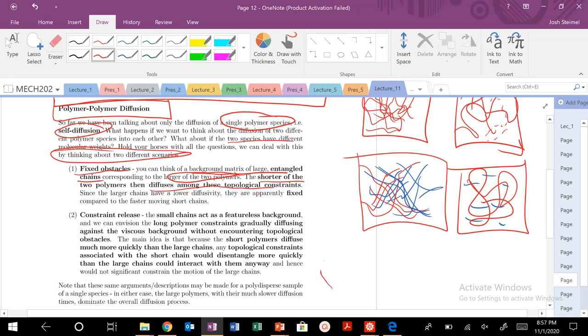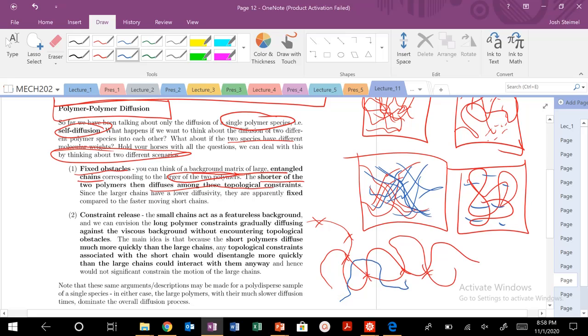So you can imagine I have a large polymer or several large polymers like this. They act as constraints, along here where these entanglements occur. So my shorter polymer is going to have to diffuse among, again, it's a much shorter polymer. So my short polymer is going to have to travel like this. It's going to have to go through these and basically move among these topological constraints.